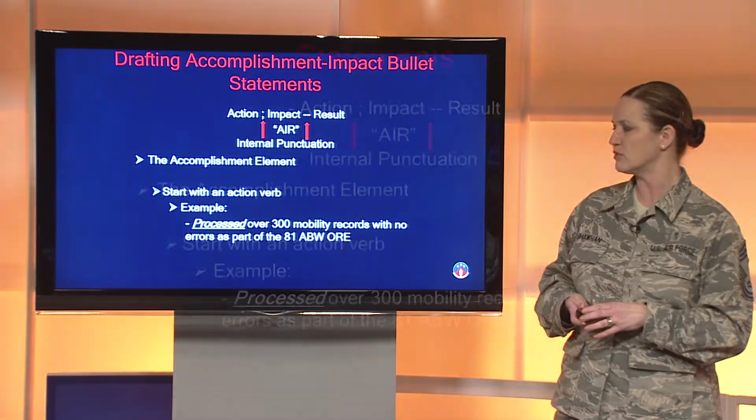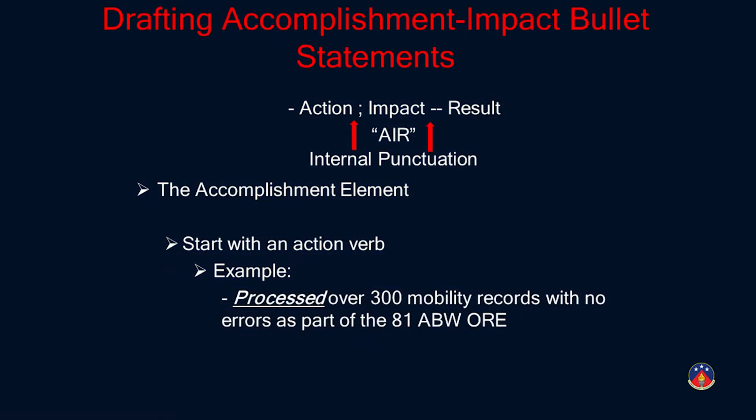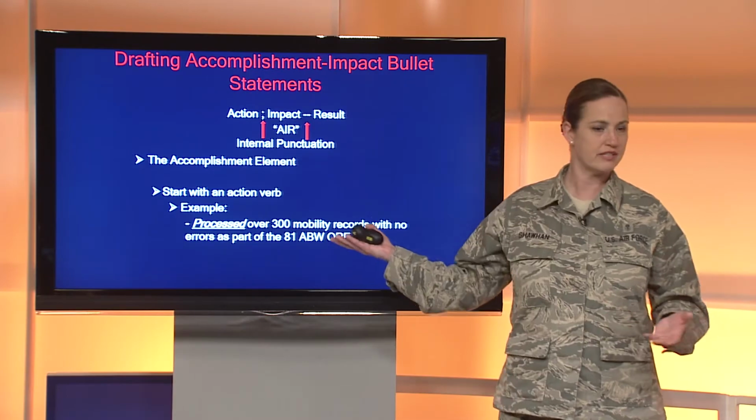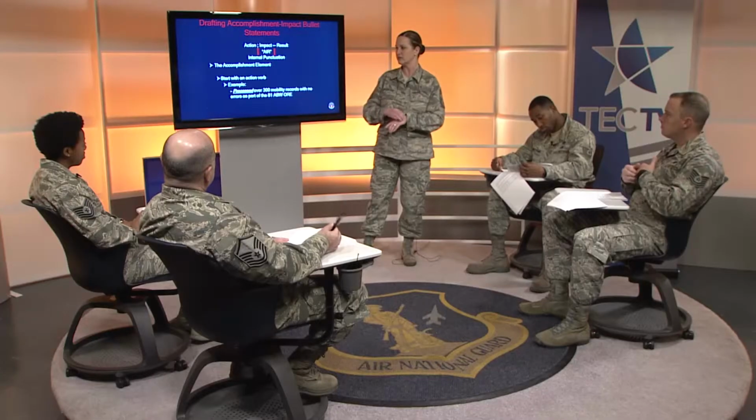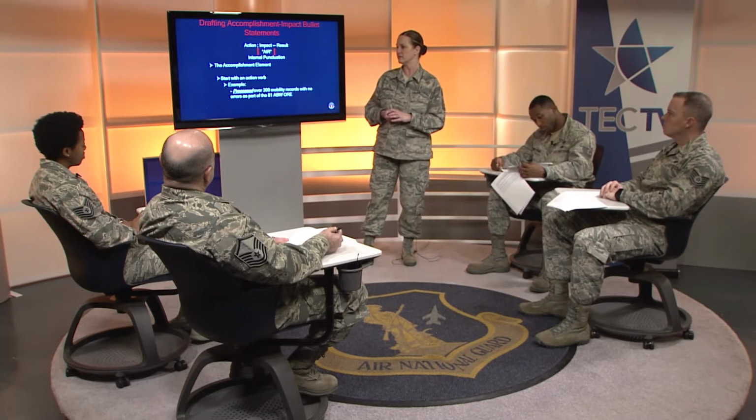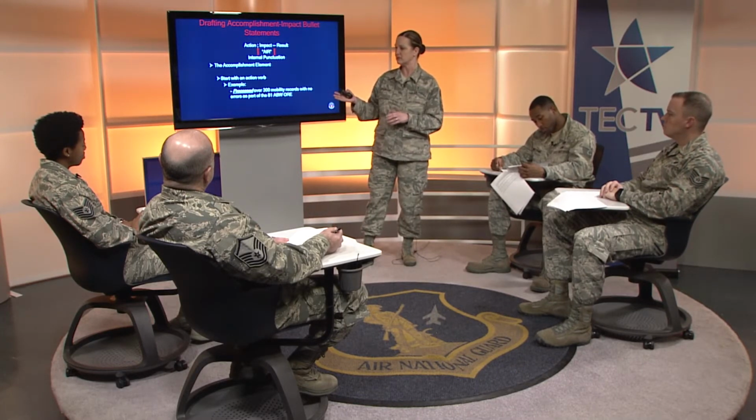So for our example, we processed over 300 mobility records with no errors as part of the 81st Air Base Wing ORE. Very simple. Can you tell what they did? They processed over 300 mobility records. So you have a very clean way of kicking off this action statement.